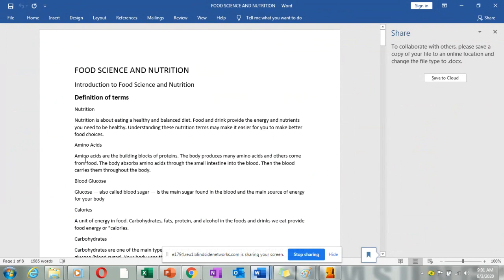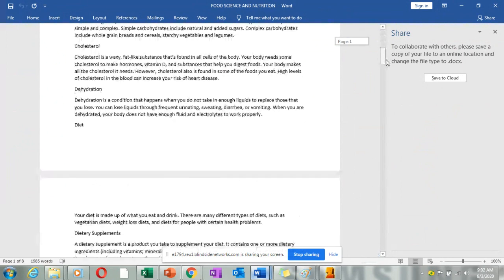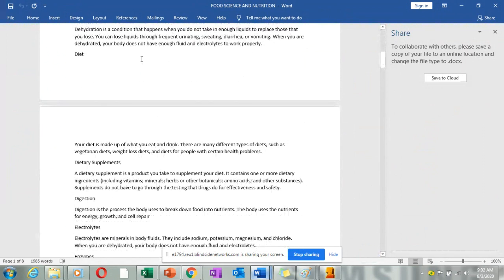Okay, the other one is, I should have arranged them in order. Others we may not even be able to discuss today. We have diet. Your diet is made up of what you drink and eat, and there are many types of diets that people adopt and use, maybe because you're losing weight or something. And then we have digestion, the process that the body uses to break down food into nutrients.